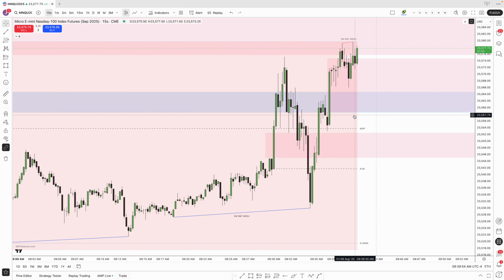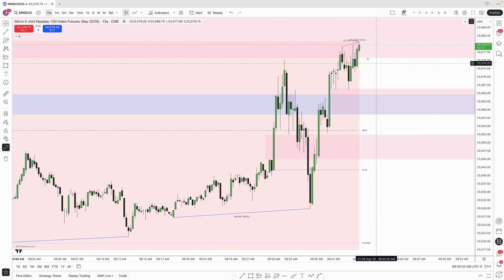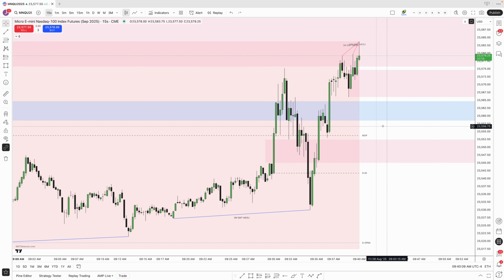If we get down below that, that's a CSD. That's a change in the state of delivery. We've used this as support. We ran higher. Breaker. Okay.